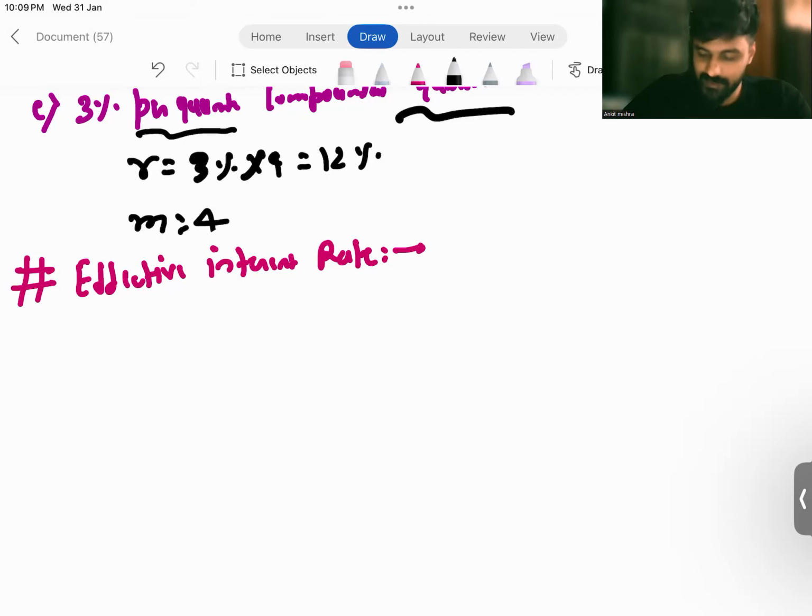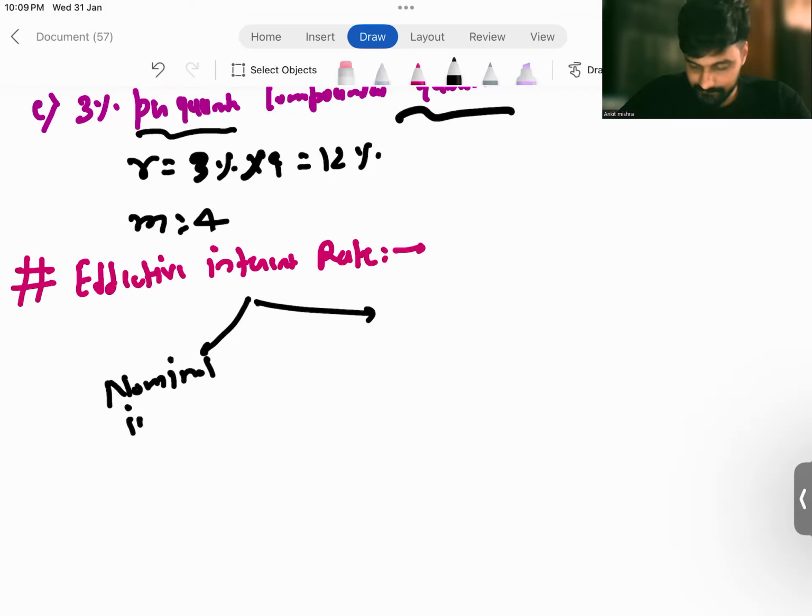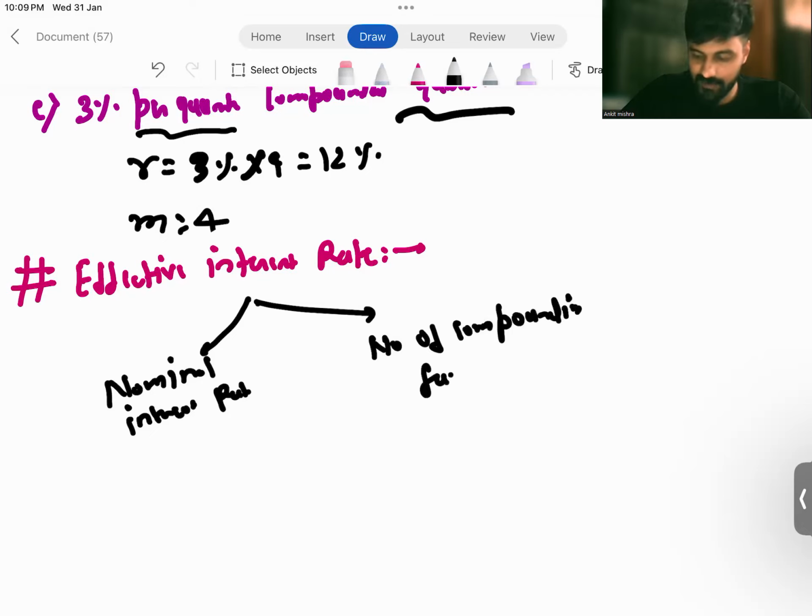So here, effective interest rate consists of two factors: nominal interest rate and number of compounding factors. Very, very important. These days you will see that questions are being asked from this particular concept. Because of these two factors, the overall interest rate will increase, and this increase in interest rate is known as the effective interest rate.